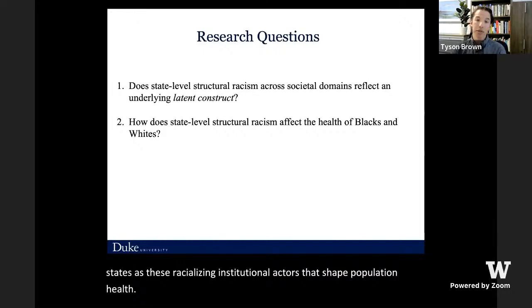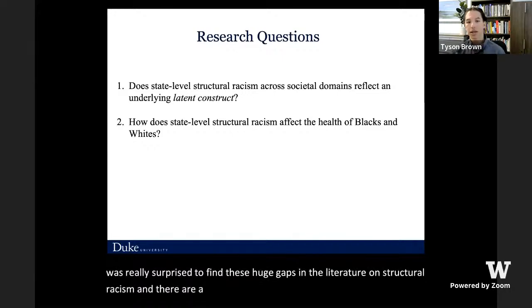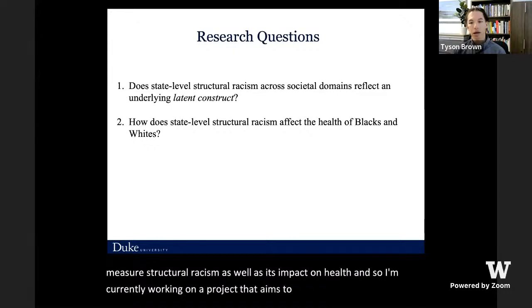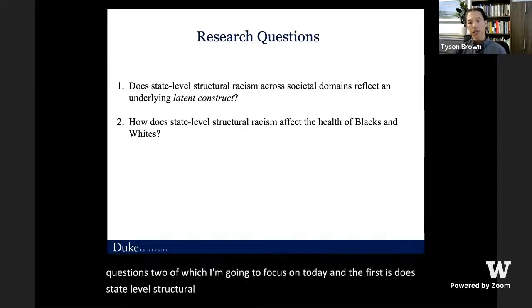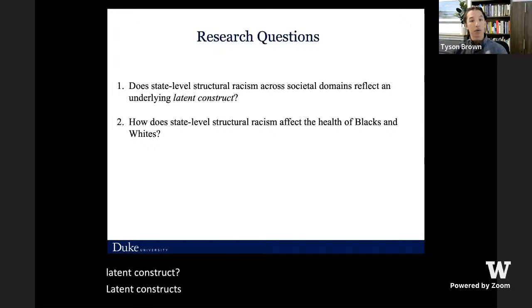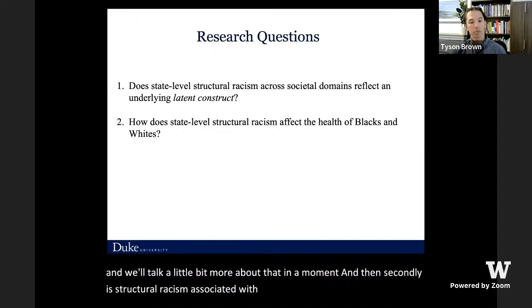So after immersing myself in the literature over the last couple of years, I was really surprised to find these huge gaps in the literature on structural racism. And there are a lot of questions remaining as to how to best measure structural racism as well as its impact on health. And so I'm currently working on a project that aims to address a couple of these questions, two of which I'm going to focus on today. And the first is, does state level structural racism across societal domains reflect an underlying latent construct? Latent constructs are phenomena that are not directly observable, right? And we'll talk a little bit more about that in a moment. And then secondly, is structural racism associated with worse health outcomes among Black and white people?